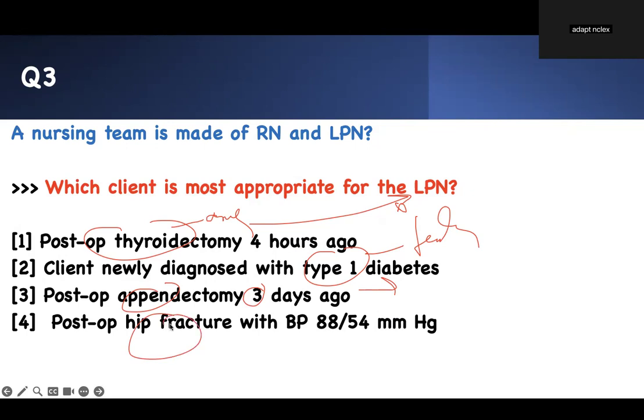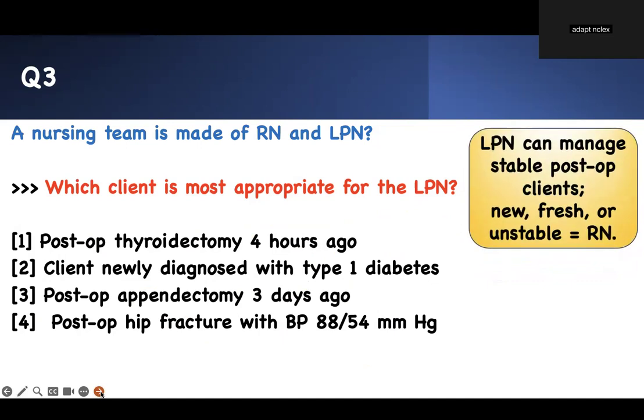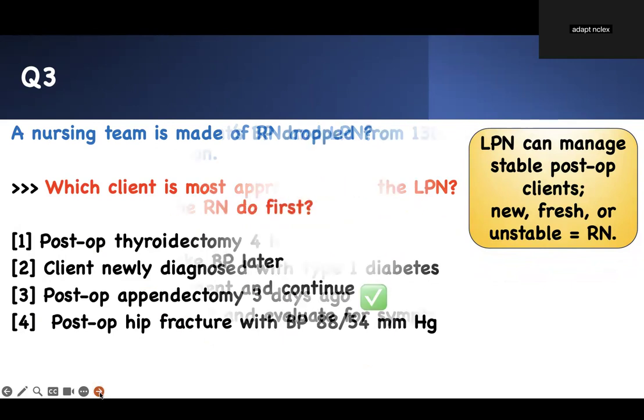Post-op hip fracture with this blood pressure and bleeding. Hypotension, unstable. Therefore, I hope you choose number 3. And this is the thing. LPN can manage stable post-op clients, but a new, fresh, and unstable one, they cannot do that. Therefore, number 3 is the right answer.